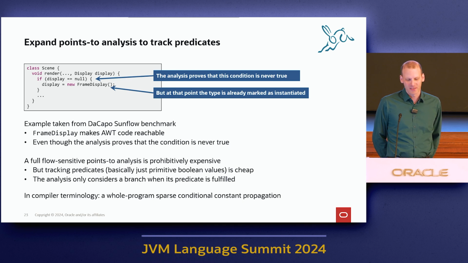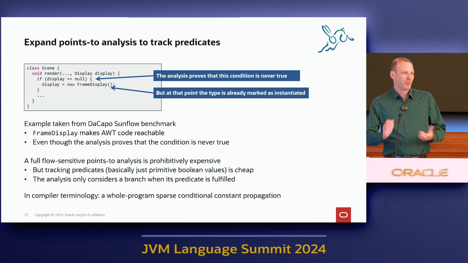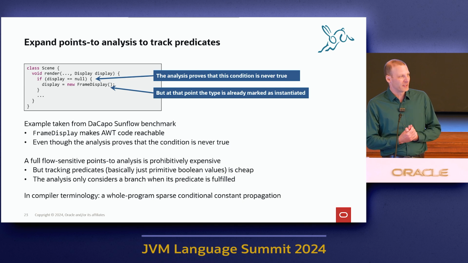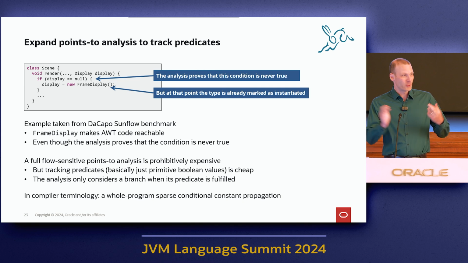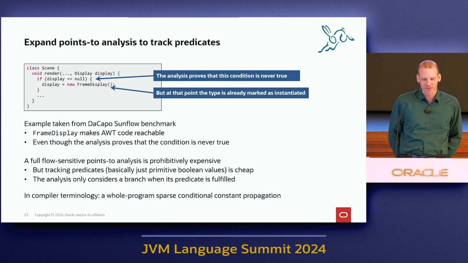By the way, this example is taken from the DaCapo Sunflow benchmark. In the end, the analysis proves that the method parameter display of this random method is never null, which means the analysis proves that the body of this if block is never reachable. But by the time it has proven that, the normal context insensitive analysis has already polluted your type flow graph with this new frame display graph type that it propagated down to all usages.